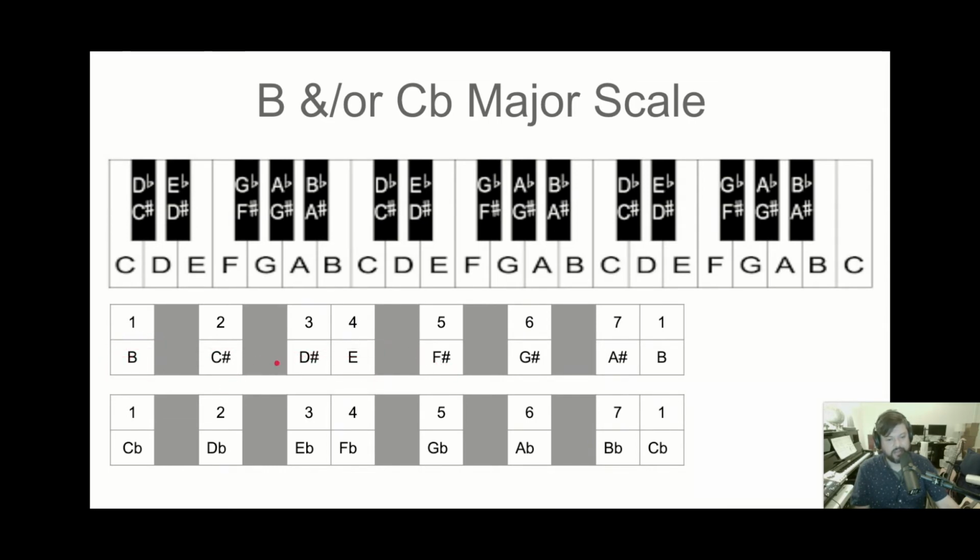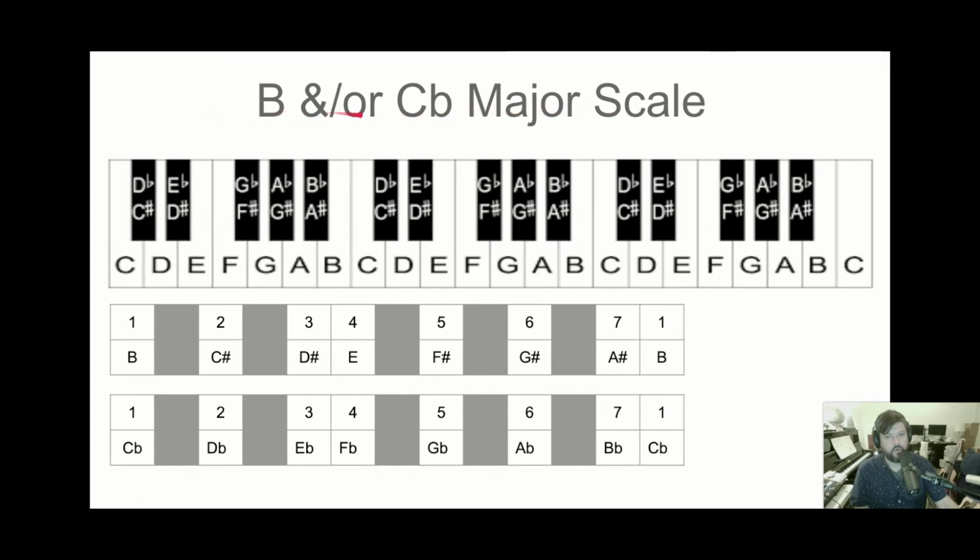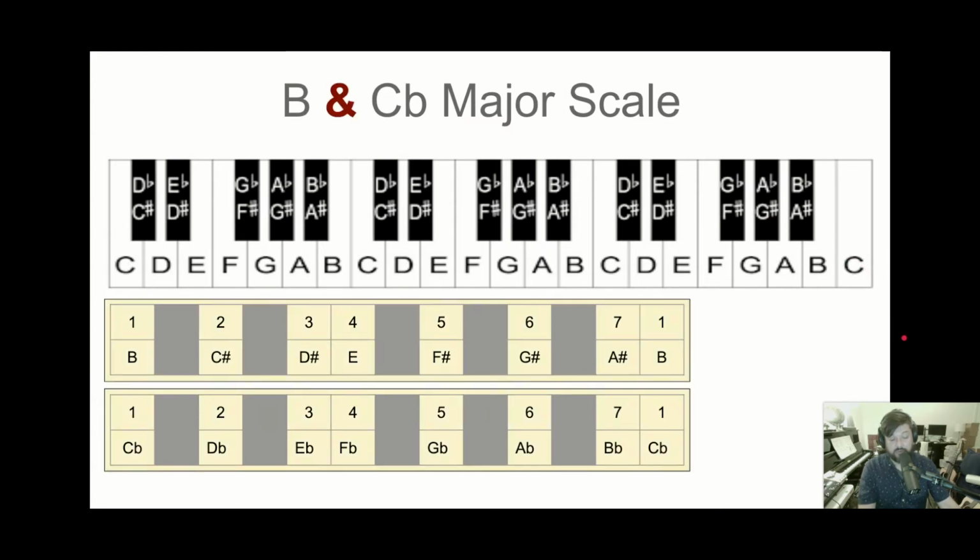So this top key only has 5 sharps, right? 1, 2, 3, 4, 5. But the bottom one has 7 flats. Everything is flat. 1, 2, 3, 4, 5, 6, 7. So, do you think it's B or C flat major scale? Does B just win it outright because it has less accidentals? Or do we also have to learn the C flat? Aha. Both. We have to learn both.